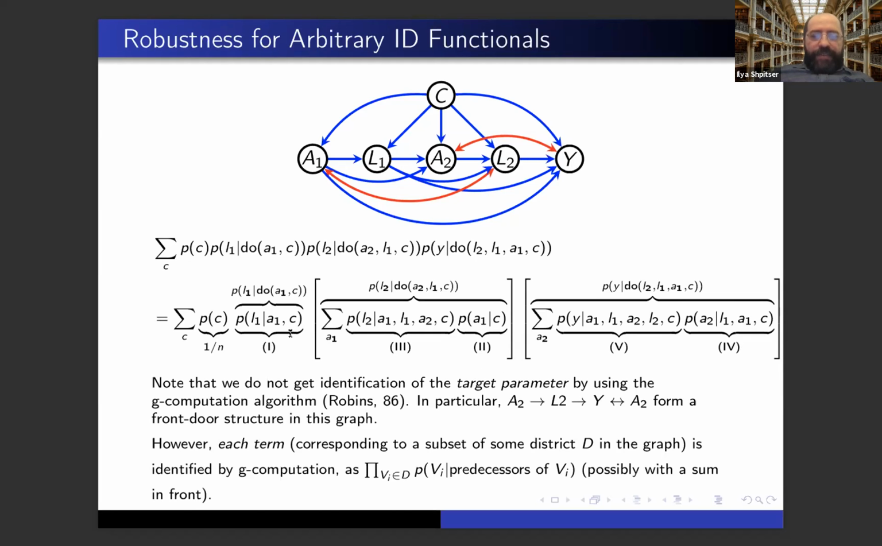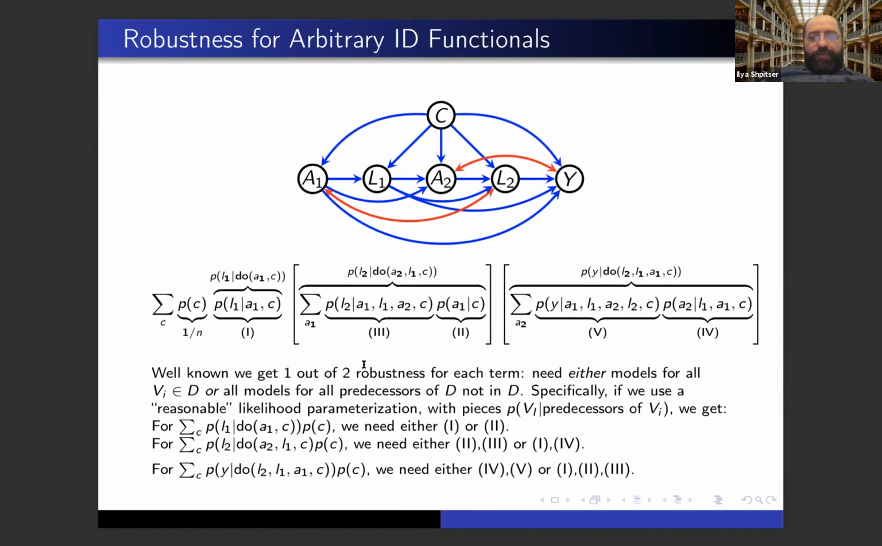Okay, and I kind of gave names for some of the nuisance models here under the natural parameterization, where you just parameterize in the order, basically. And so if we just wanted one of the terms here, we get double robustness, and this is very well known for anything the G computation outputs. So this is kind of sequential backdoor.